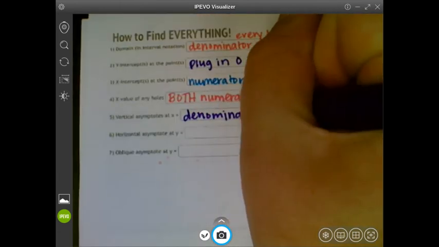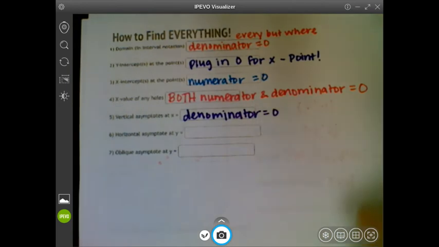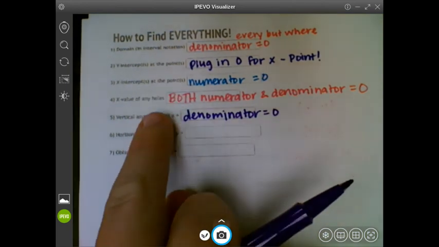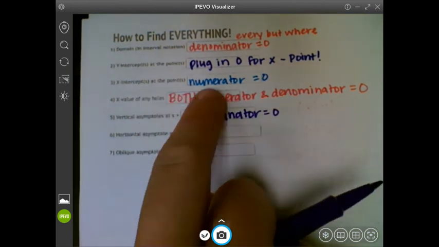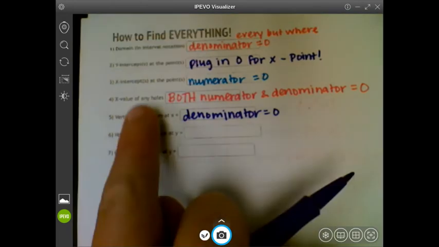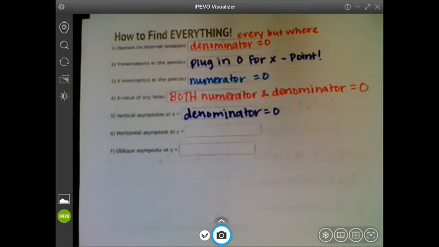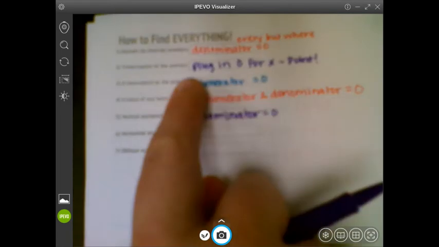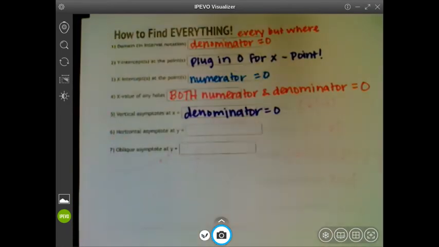So if you have a denominator equal to 0 for some number, it's either a hole or a vertical asymptote. When the numerator is equal to 0, it's either a hole or an x-intercept. The holes are what makes them both equal to 0. Any left over in the numerator, those are x-intercepts. Any left over in the denominator, those are vertical asymptotes.